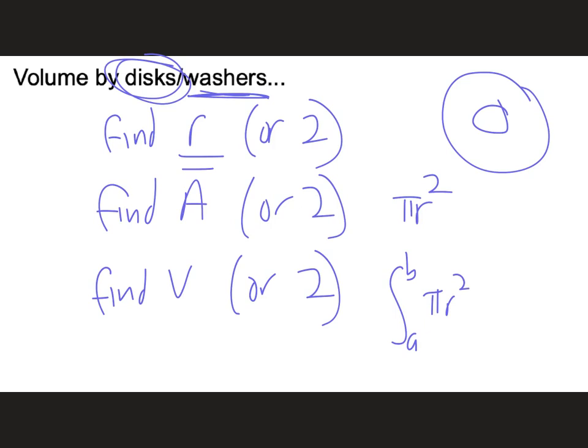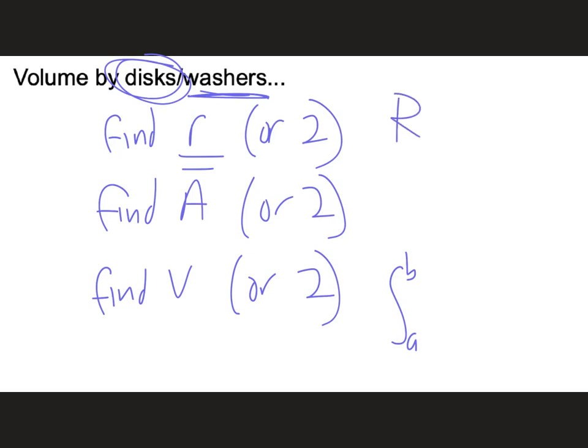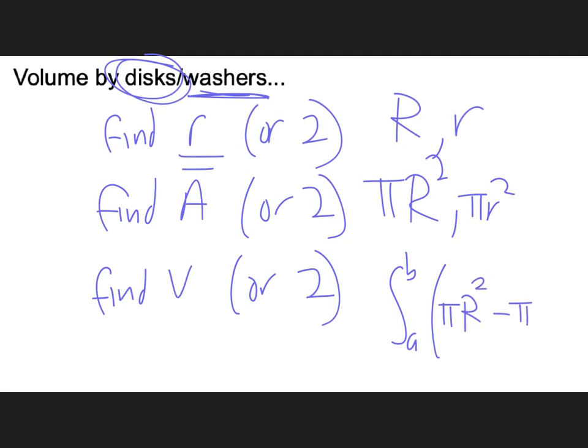Now sometimes if you have two radii, like in a washer, you'll call it big R for the outer radius and little r for the inner radius. And you'll have pi big R squared and pi little r squared. And then for the volume, you'll have pi big R squared minus pi little r squared. You could take the pi out. It's a constant multiple. You could do this as two different integrals. That is allowed. But that's kind of an overview of what's going on there.